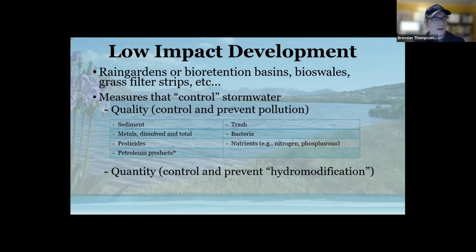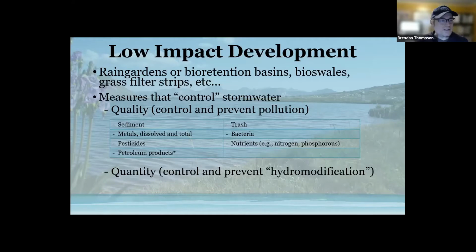I have an asterisk here next to petroleum products because Nick Sedano at Santa Rosa got nervous when he saw this, knowing that if you send a bunch of petroleum products to your LID feature, it could very well ruin your LID feature by killing the plants. So if you're going to be treating stormwater runoff from a gas station or a very polluted parking lot, you may want to put in an oil grease separator before your stormwater gets to your LID feature.